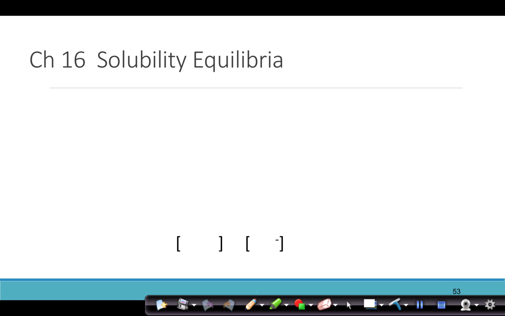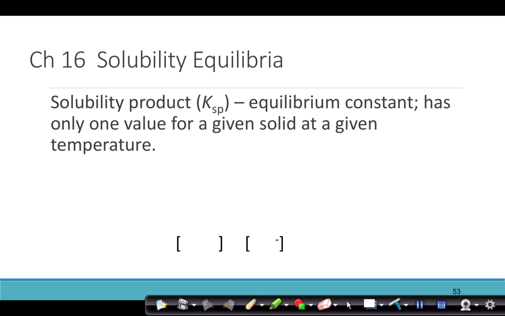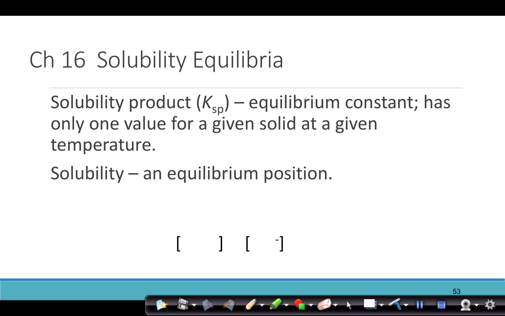First thing, when we talk about KSP, KSP is a special type of equilibrium called the solubility product constant, and it's also about solubility. So this is going to be about salts that are very, very slightly soluble. They are soluble to just a very small degree. So for example, it's only going to have one value for a solid at a given temperature. And if we talk about solubility, again, we're talking about an equilibrium position. So we're talking about an amount or a favoring of products or reactants for our equilibrium position.